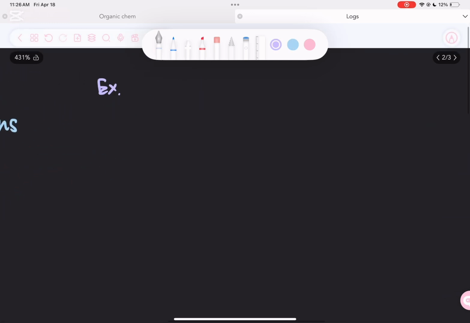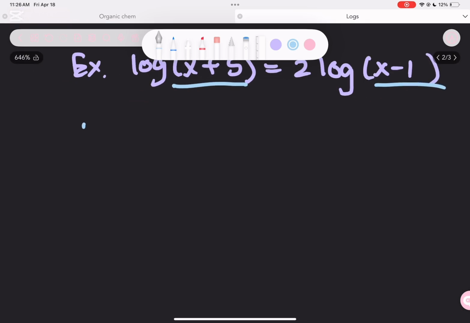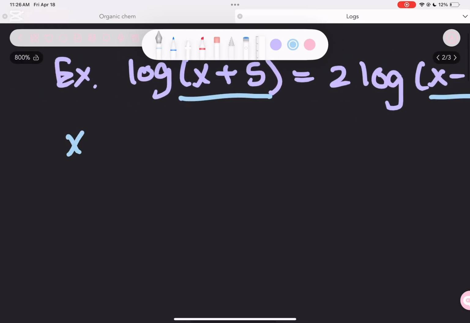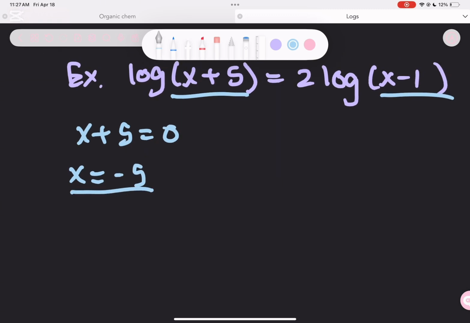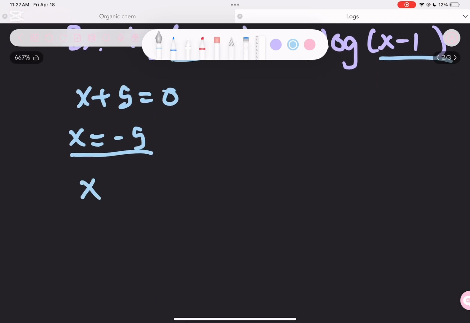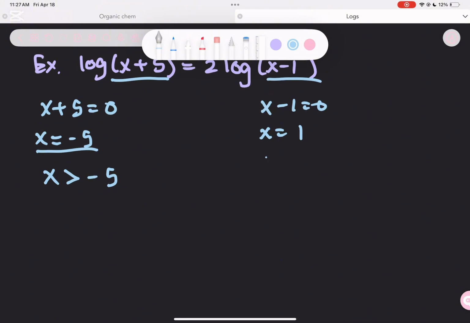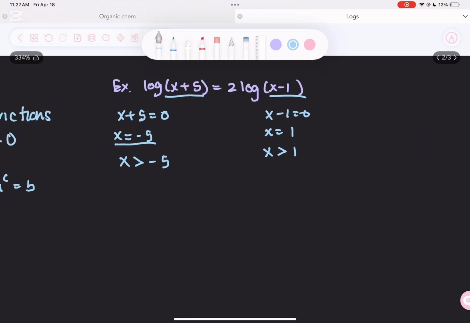Say you have log of x plus 5 equal to 2 log of x minus 1. First you want to set the restrictions. We know that these cannot be negative, so you want to set this equal to 0. x equals negative 5. So this is what x needs to be to make this 0, and we can't have anything less than 0. So our restriction for this is that x has to be greater than negative 5. And for this one, similar: x minus 1 equals 0, so x equals 1, and that means x has to be greater than 1. Those are just your restrictions.